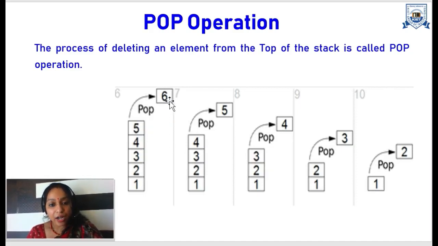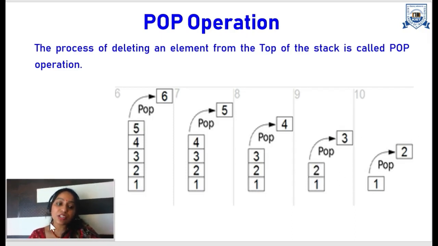Now we are again performing the pop operation. Now the top element is 5. 5 is popped out. Now again we have performed the pop operation. Then at top 4 is located, so 4 will be popped out. Again we have performed the pop operation. 3 is at the top of the stack, then 3 will be popped out. Again we are performing the pop operation. 2 was at the last top location of the stack, 2 is popped out. So this is called the pop operation.